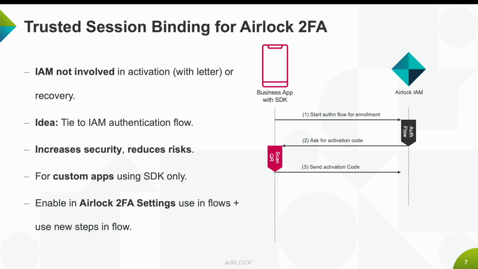And after the authentication flow, Airlock IAM knows which user it is about and asks the app for the activation code. So the app asks the user to scan the QR code from the letter and sends the activation code to Airlock IAM. Airlock IAM can now verify if the activation code was really issued for that specific user, the user that just authenticated. If this is the case, Airlock IAM gets a binding token from the Future A backend and sends it to the app.